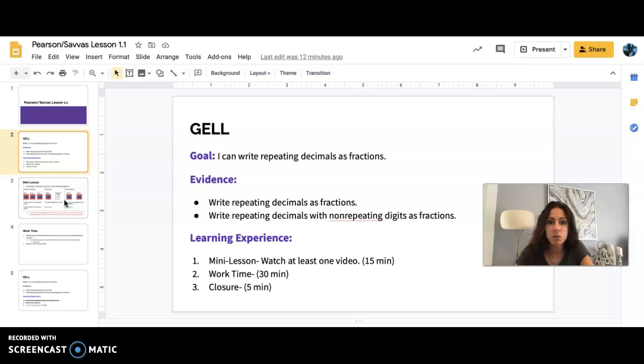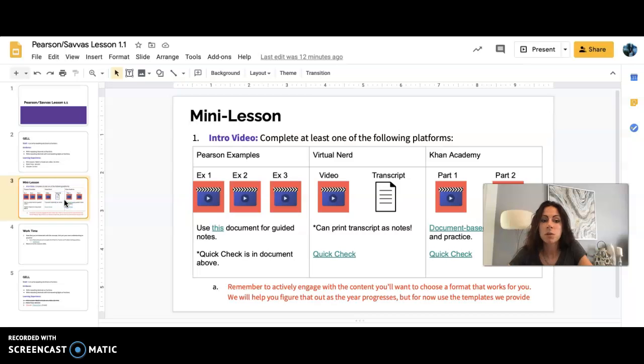So how would you start to accomplish this goal on your own at home? Well, you would go to the mini lesson. You would listen about the goal a little bit more, and then you would engage in at least one of these 3 learning platforms. The mini lesson is essentially what Mrs. Smythe or I would do in person. We would teach you the content and go over it and practice, and then you would do it on your own.